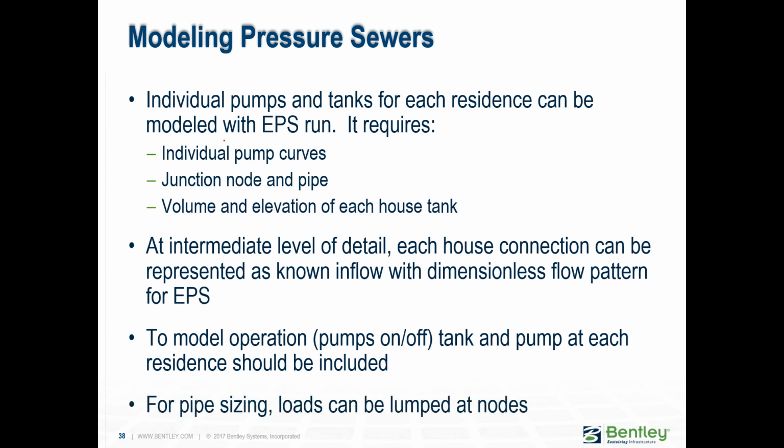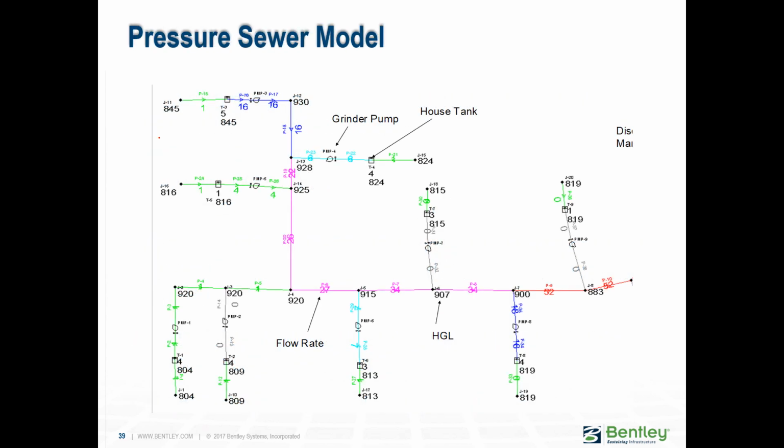So if you're doing the individual pumps, then again, you need to know the triggers. And if you're trying to figure out the pipe sizes, then you can combine the loads at a few nodes rather than doing it individually. Here's an example of how it's done if you do the modeling of a tank and a pump at each residence. So we have a house tank, we have a grinder pump, and at this junction we have the incoming flows. Notice that this is a pressure junction. So this is very similar to what you would do if you were doing it with SewerCAD, SewerGEMS.